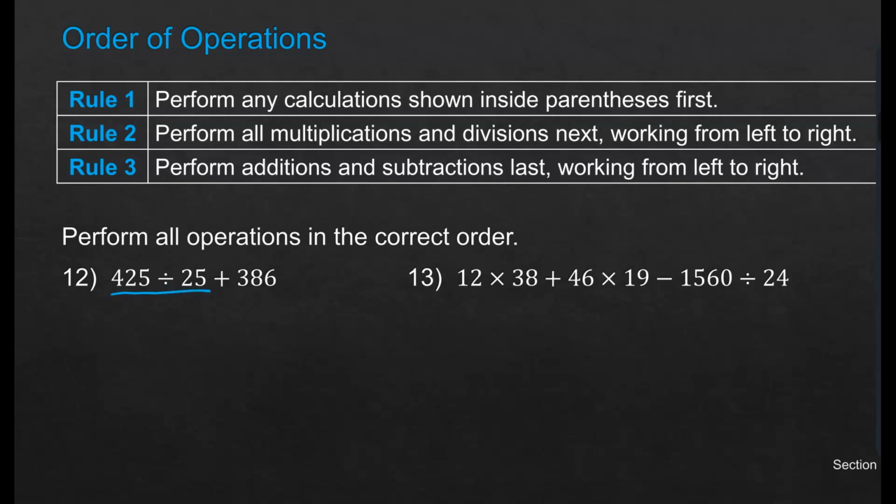And you guys know that I have all these problems worked out ahead of time, so I'm not pulling out my calculator as I do the video. I already know these answers. So when I divide, I get 17, and then I add that to 386. I know you can just key this into your calculator, and by the way, a scientific calculator will do the order of operations correctly, so you can always key it in to check it.